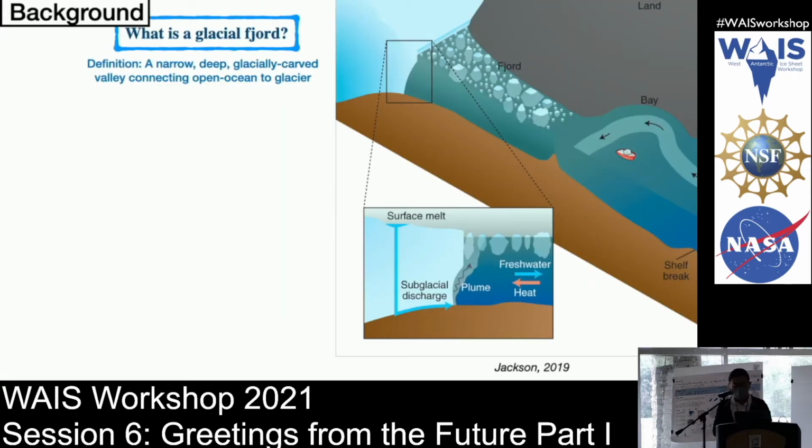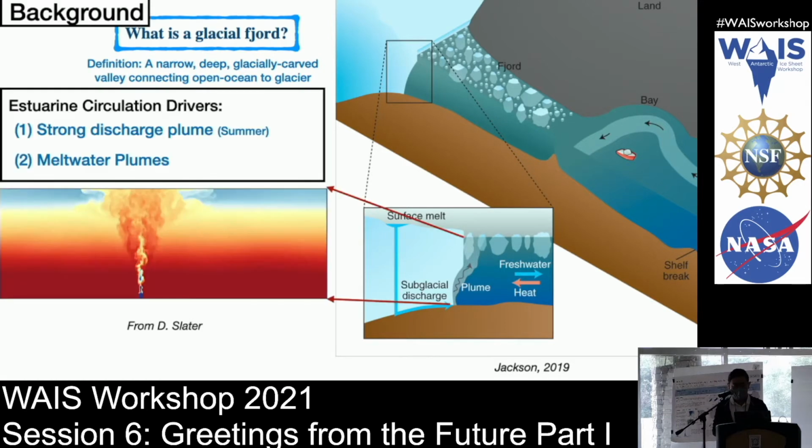So I'll try to define as much as possible as an oceanographer. I know some of these terms might not be within your expertise. So what is a glacial fjord? It's a narrow, deep, glacially carved valley connecting the open ocean to a glacier. And you could similarly define an ice shelf cavity, except the ice shelf cavity is also beneath some floating ice. And so just from a dynamical perspective, what drives circulation within a fjord?